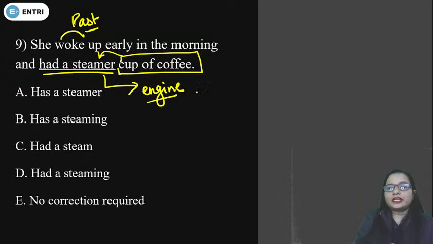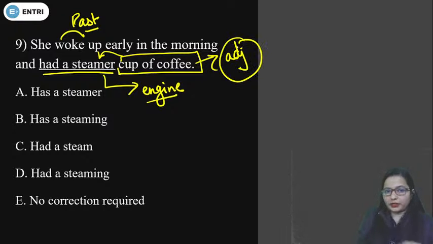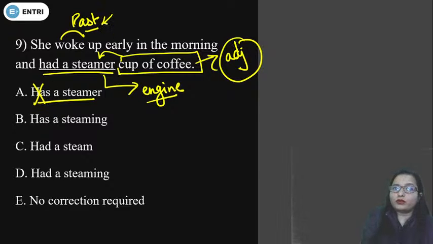So actually we need an adjective to qualify cup of tea, but steamer is not the correct word to qualify or to identify it. So when we say has a steamer, we cannot use has because the event happened in the past, and has shows us the present form, right?